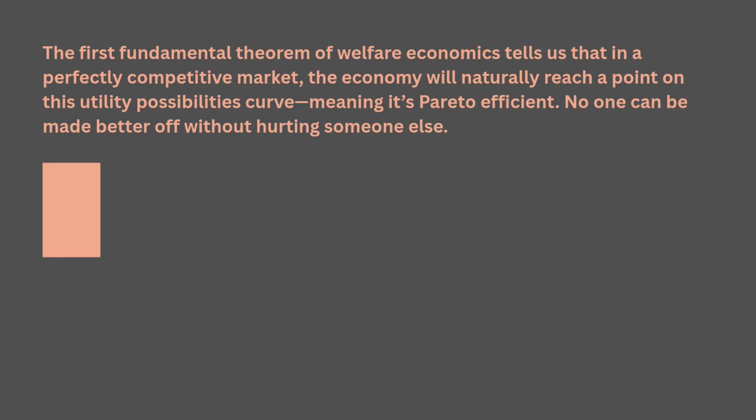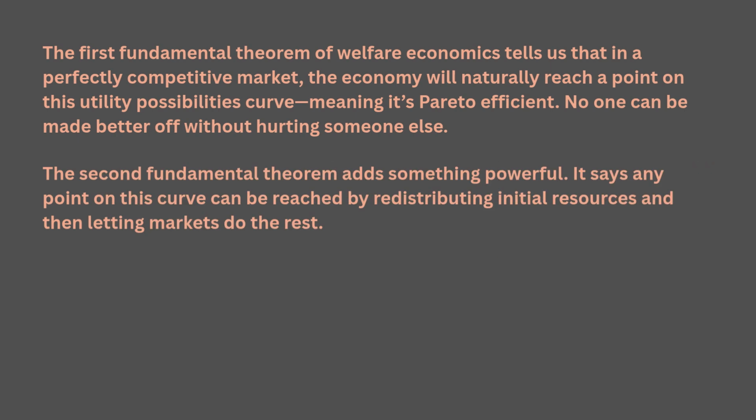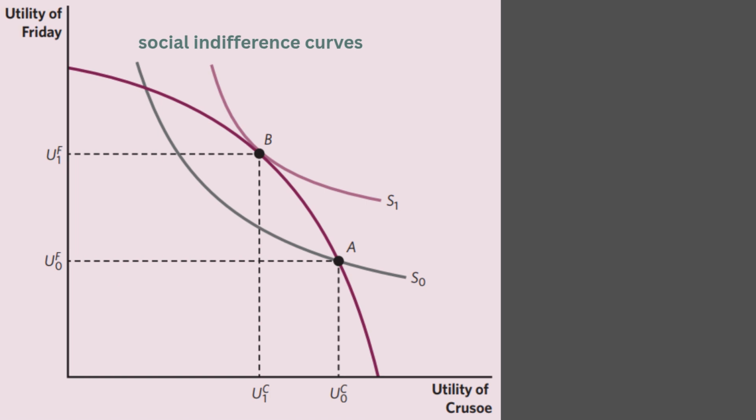The second fundamental theorem adds something powerful. It says any point on this curve can be reached by redistributing initial resources and then letting markets do the rest. But how does society choose which point to go for? That's where social indifference curves come in. These curves work just like individual ones, but instead of showing one person's preferences, they reflect society's. They show combinations of utility between two people, let's say Crusoe and Friday, that society values equally.